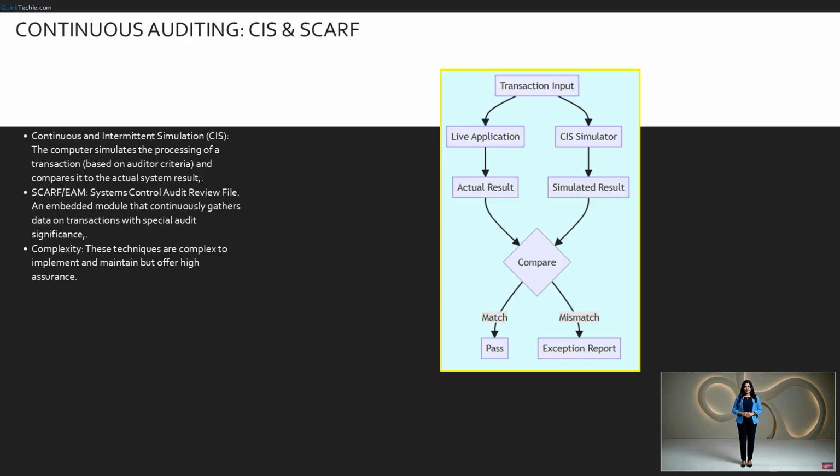Let's trace the CIS logic. A transaction input enters. It goes to the live application and the CIS simulator simultaneously. The live app produces an actual result. The simulator produces a simulated result. We then compare them. If they match, the system passes. If there is a mismatch, an exception report is generated immediately.